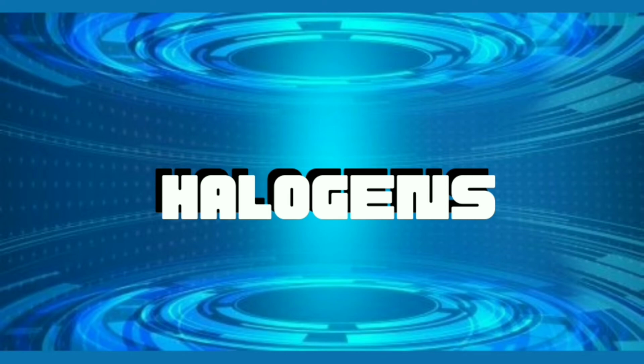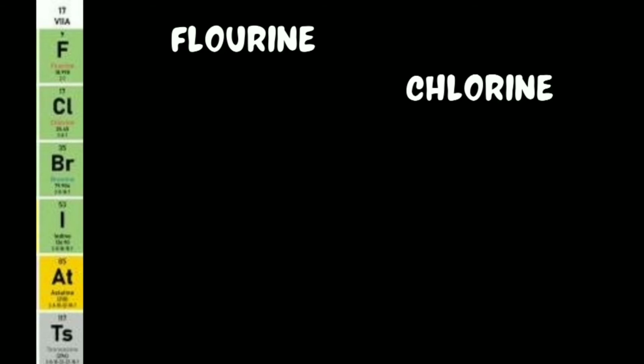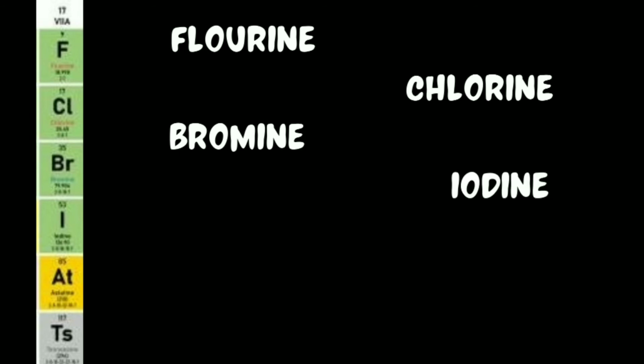Group 7A, also known as the halogens. Halogen comes from the Greek word halos, which means salt former. The elements under the halogens are fluorine, chlorine, bromine, iodine, astatine, and the new element tennessine.